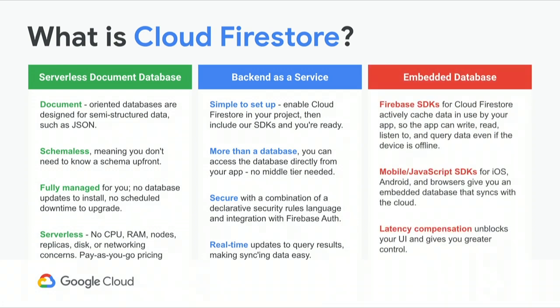Which brings me to the last embedded database piece. Firebase SDKs for Firestore actively cache data in your app, so that you can write, read, listen to, or query data even when the device is offline. The mobile and JavaScript SDKs for iOS, Android, and browsers give you the local embedded database that syncs with the cloud when there's an active connection. And it also has this nifty feature called latency compensation, which basically handles pushing of the updates to the cloud, and then unblocking the UI and also giving you more freedom in your app.